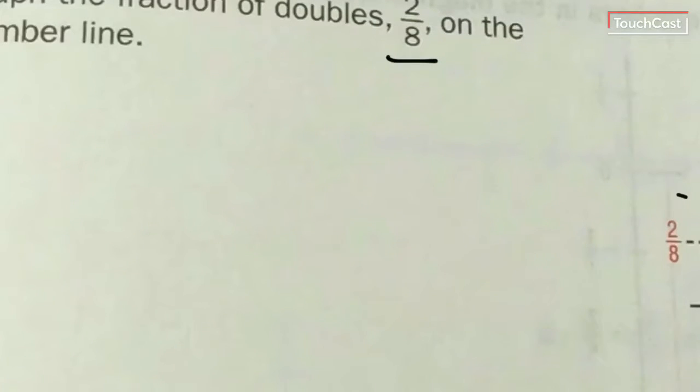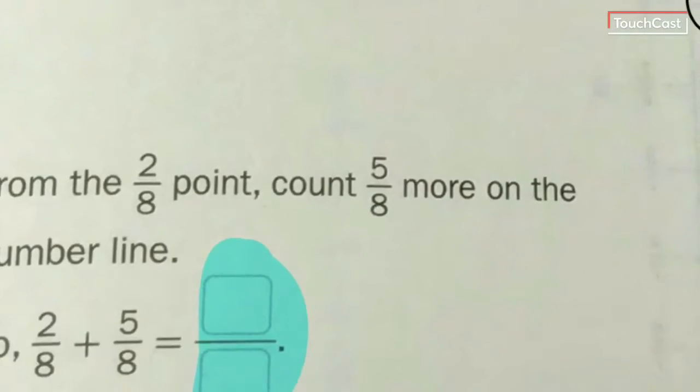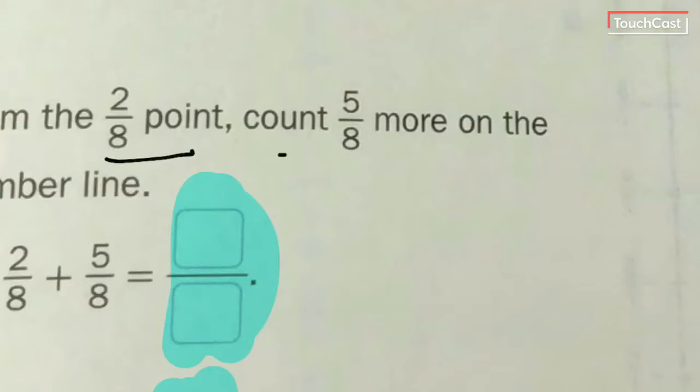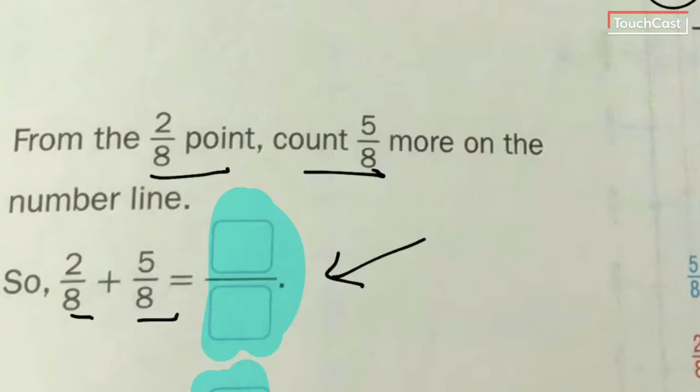Okay, graph the fraction of doubles 2/8 on the number line. They've already done that for you. You just need to look at it. You can see there it is. Okay, from the 2/8 point, count 5/8 more on the number line, and then figure out what 2/8 plus 5/8 is. Okay, it shows it to you on the graph. You just need to fill it out. And then the last part says Max got a hit how many times he was at bat. That is the same exact answer. You can see page 1 was very easy.